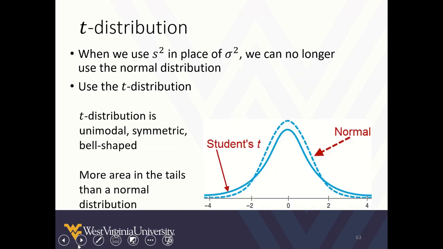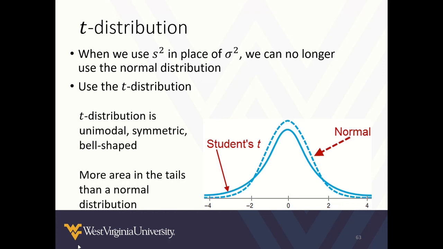Well, what we can do is use something called the t-distribution. What the t-distribution does is it uses the sample variance in place of the population variance. And as such, we are no longer able to use the normal distribution, so we use the t-distribution. The t-distribution is very similar to the normal distribution. It is unimodal, symmetric, and bell-shaped, but it does have more area in the tails than the normal distribution.